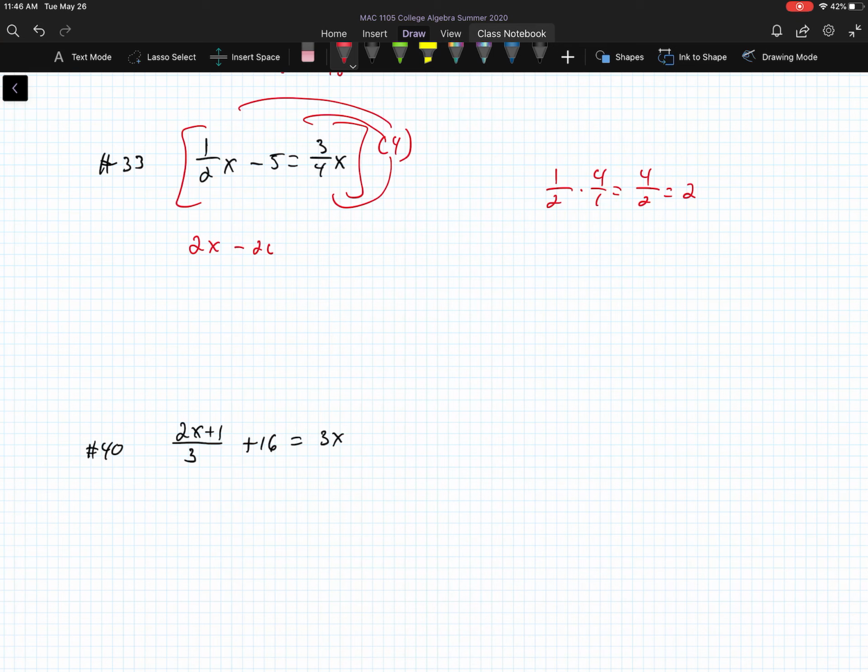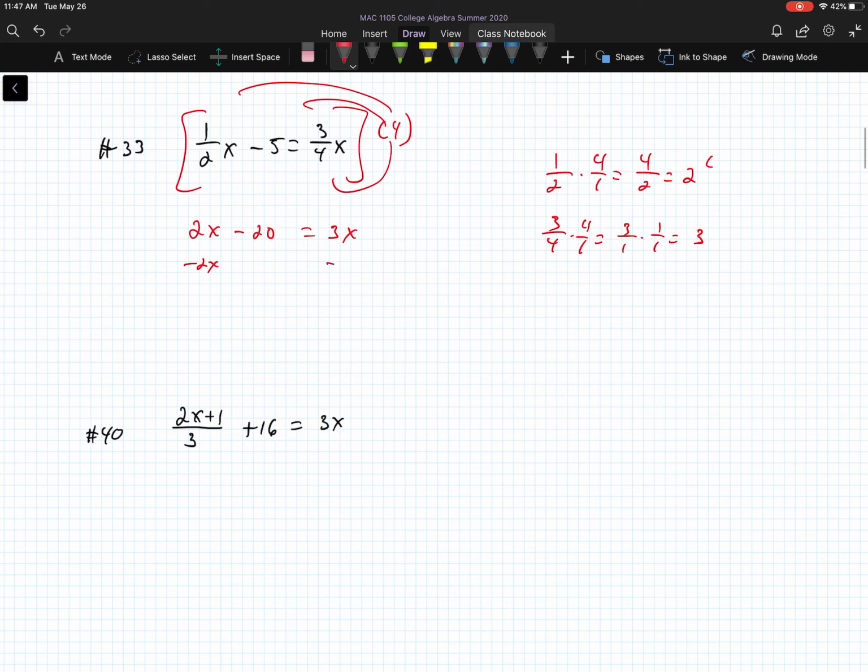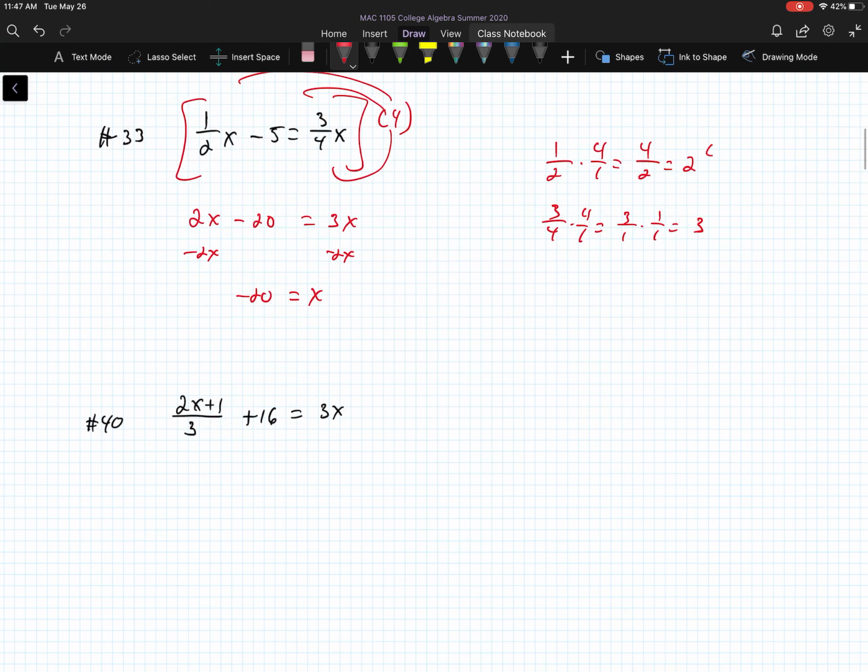So this becomes 2x minus 20, and since we saw that this is equal to 2, which was actually 2 times 1. In this case here, if I do 3 over 4 times 4 over 1, the 4's will cancel out, which is just going to give me 3. And so this becomes 3x. And then I'm going to subtract the 2x from both sides. So I get negative 20 is equal to x, and that's my final answer.